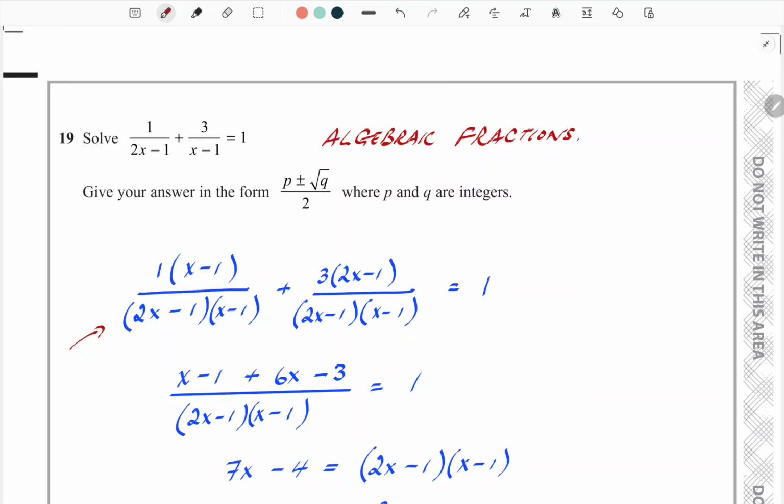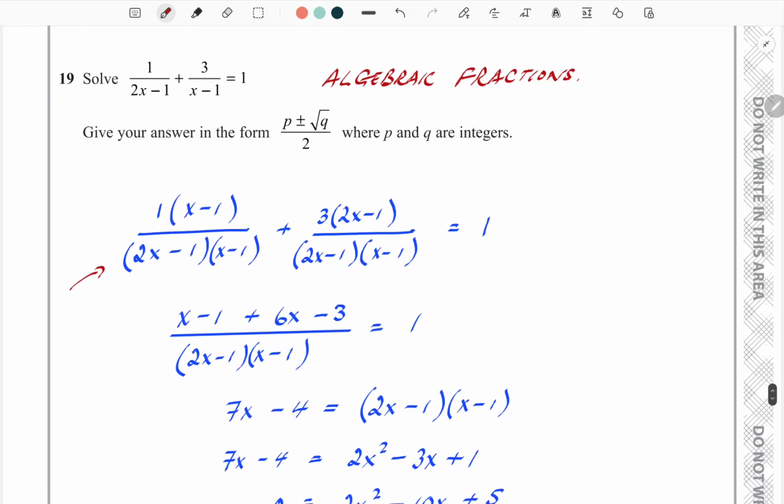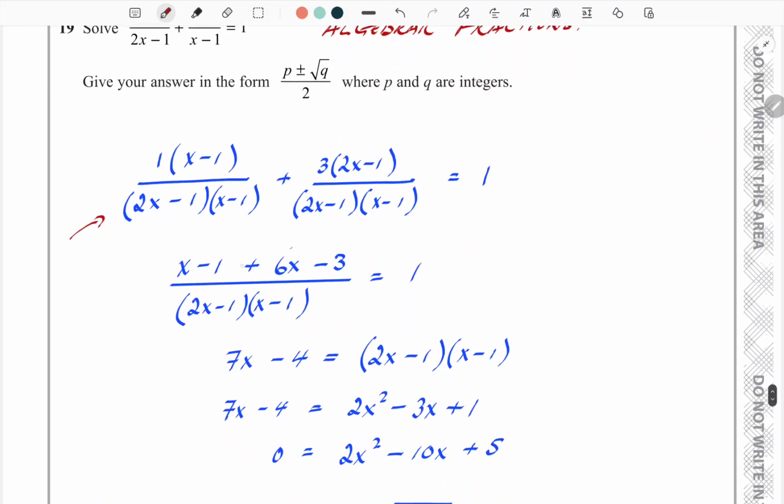Haven't touched the right-hand side yet. So the common denominator is going to be 2x minus 1 times x minus 1. So the top bit, expand the brackets out, so it's just x minus 1, plus 3 times 2x, 6x, and 3 times minus 1, minus 3. And that, as you can see, will come out to be 7x minus 4.